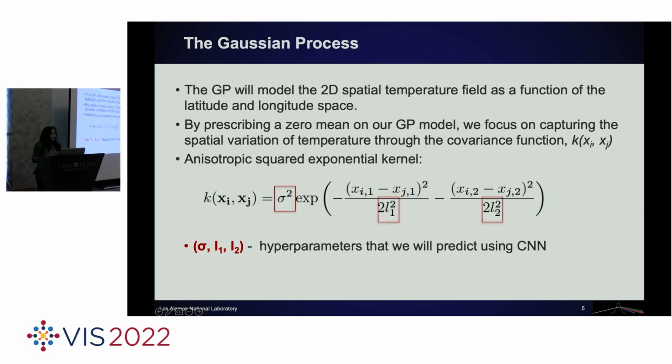We know that we want the Gaussian process to model the 2D spatial temperature field as a function of the longitude and the latitude of the datum.